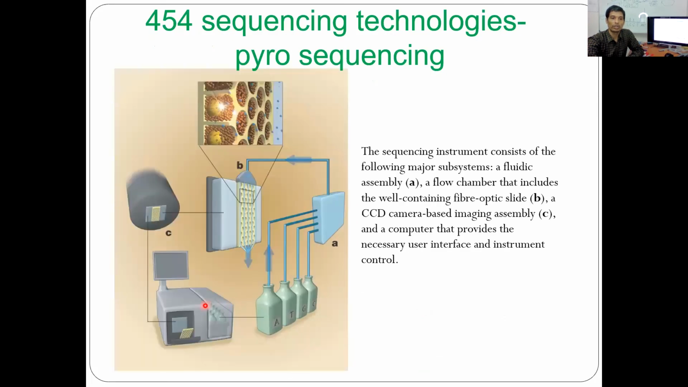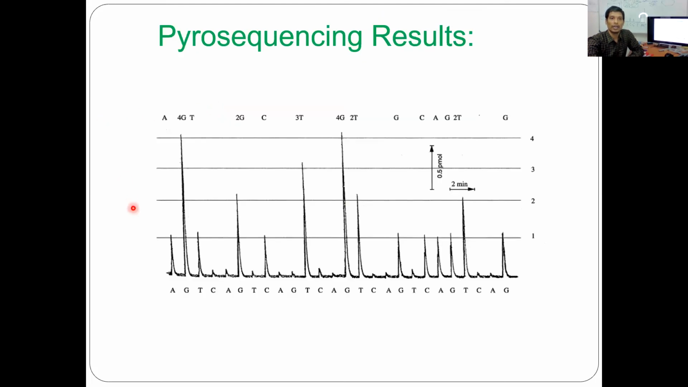So this is how the machine looks like. So you will be keeping the chip over here, and then it will be connected to the pipes. At a time a single nucleotide, dNTP, will be injected, A, T, C, G, which is placed here. And after each nucleotide, there will be a flushing, a washing step. And this is how the light will be released, and the light will be detected. And this is how the pyrosequencing results look like.